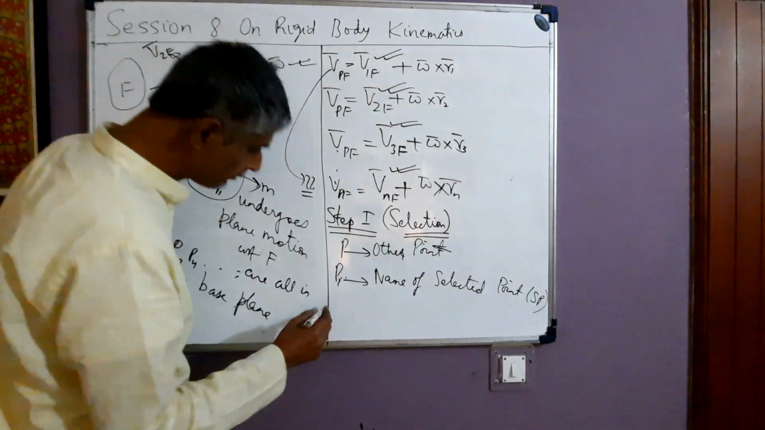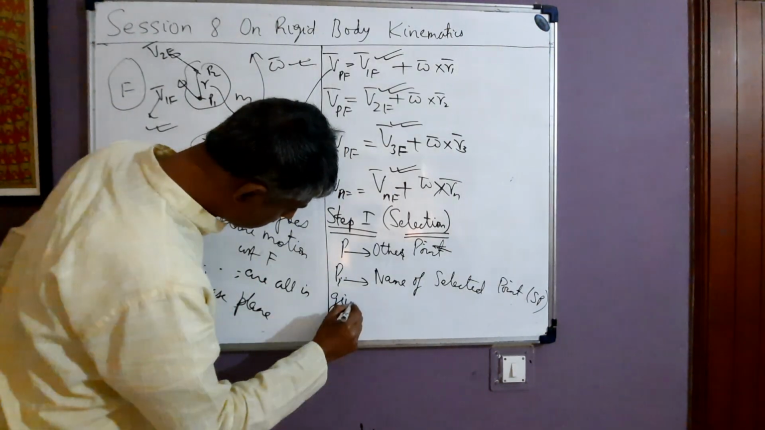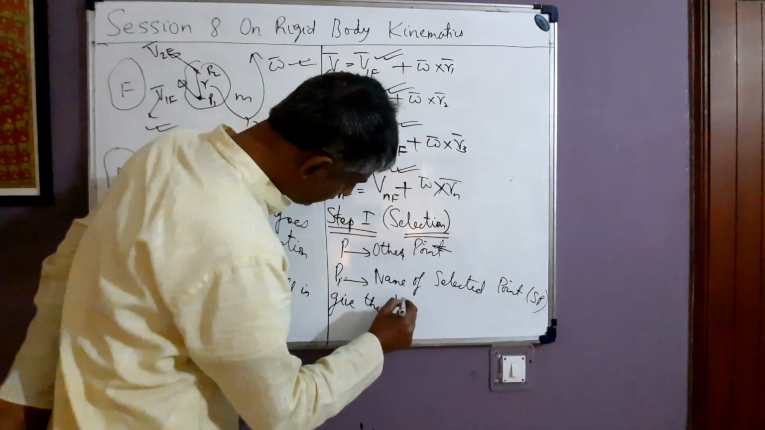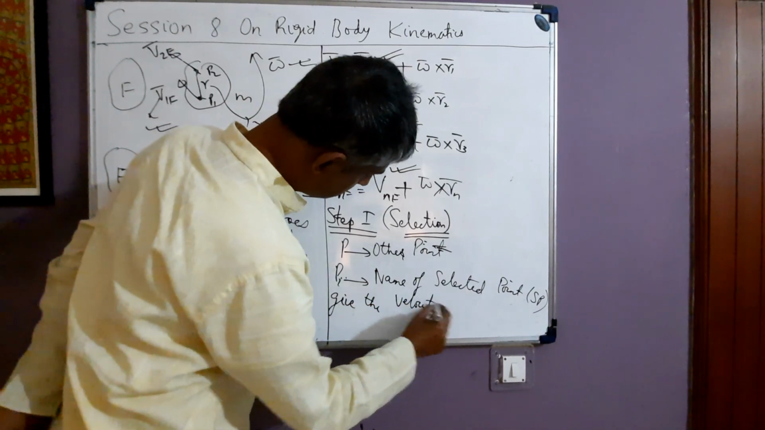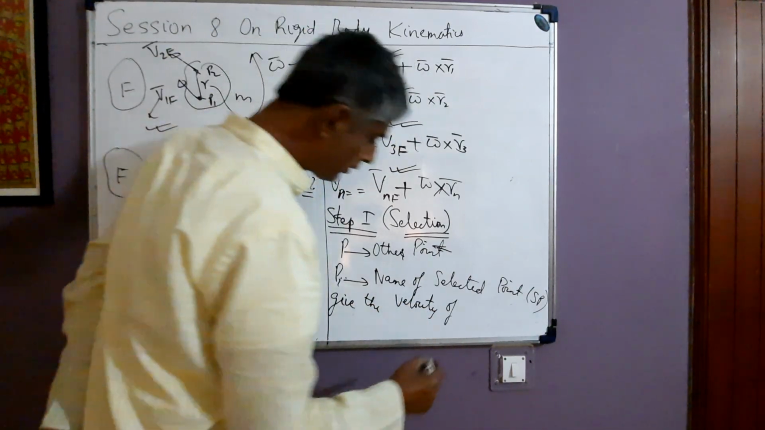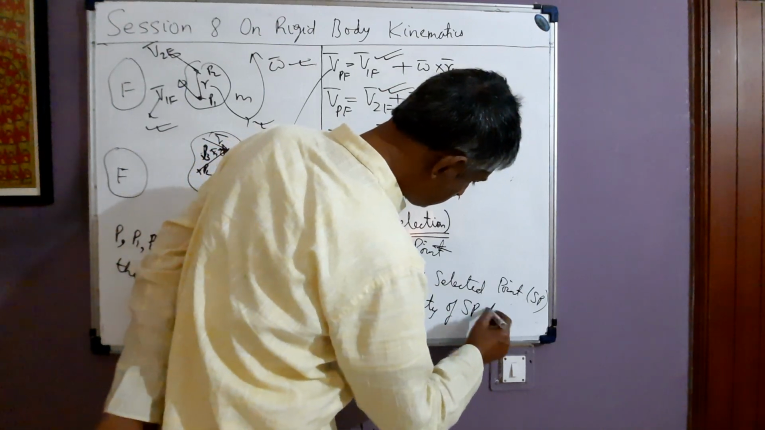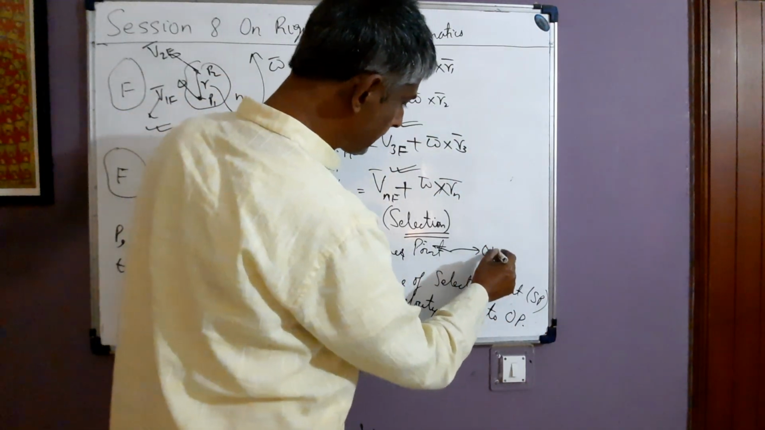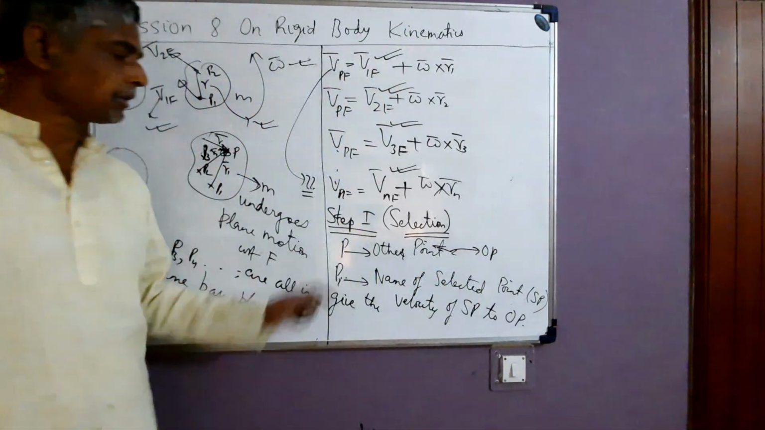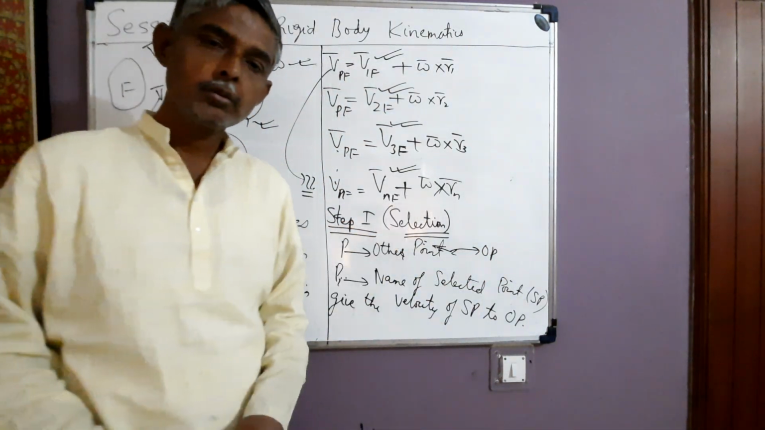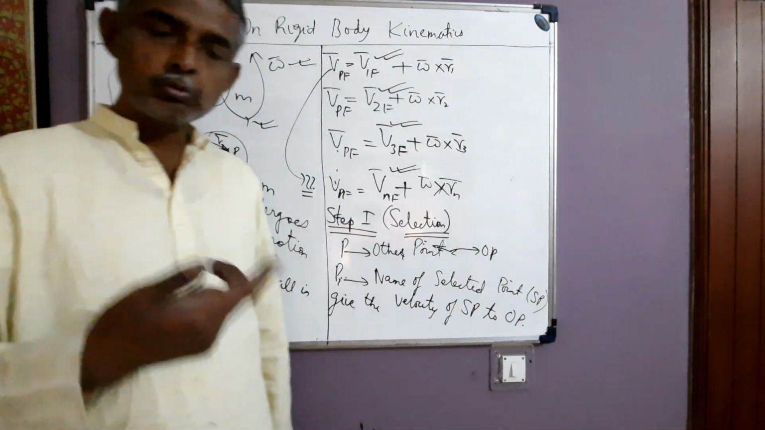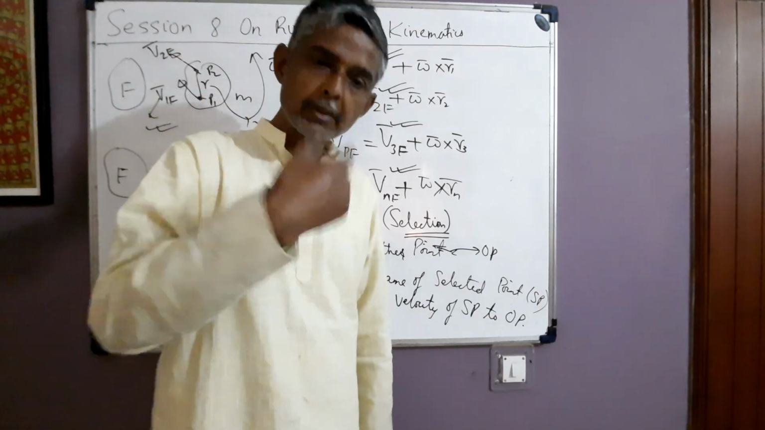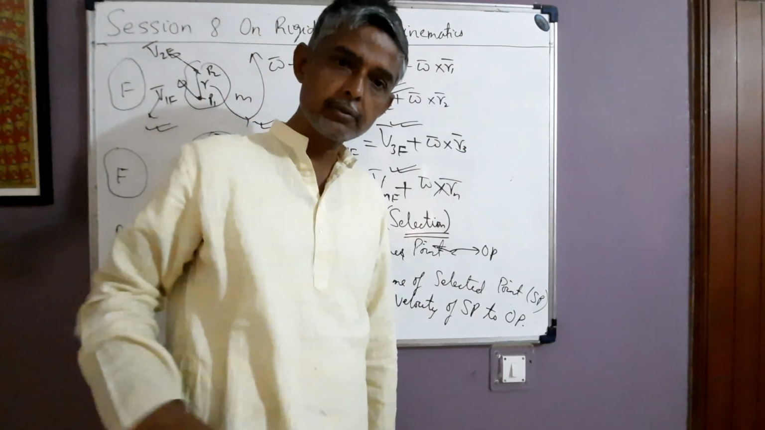So what action do we take? We give the velocity of the selected point to the other point. Other point in short we write as OP. So what is the first step? It is selection. In selection we decide which point to take as the selected point, in terms of which we have to find the velocity of the other point.